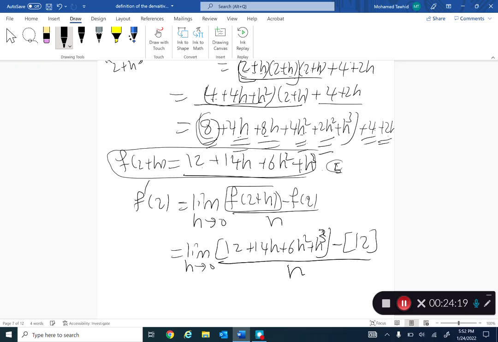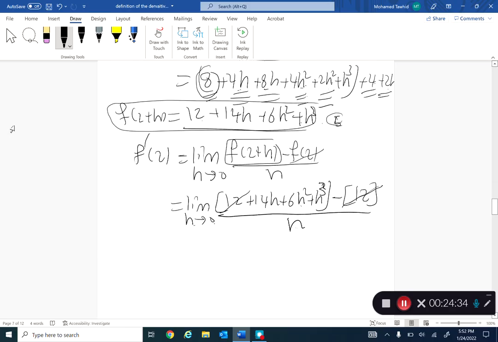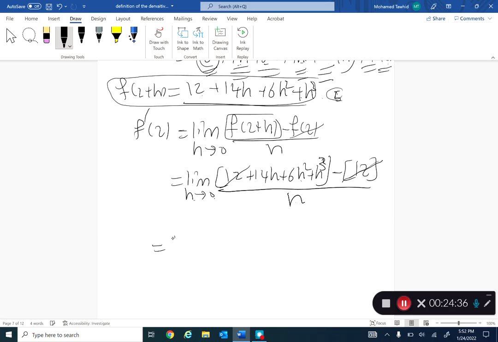If you recall, I mentioned to you a hint. F of 2 always cancels with some term. F of 2 here is what? 12. You have 12 here cancelled. So this term always cancels. Now you have h divided by h, h close to 0. We cannot divide by 0, which means I have to simplify that before I take the limit.